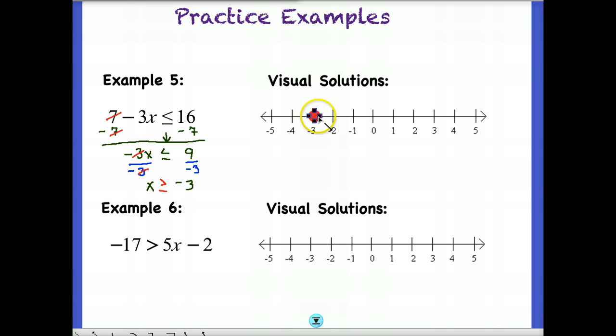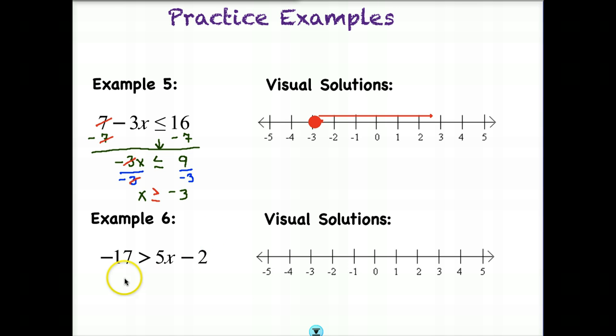And let's get a line going. Maybe. And I will draw my line. For some reason, it doesn't want to draw a line today. There we go, to the right of negative 3. Okay.